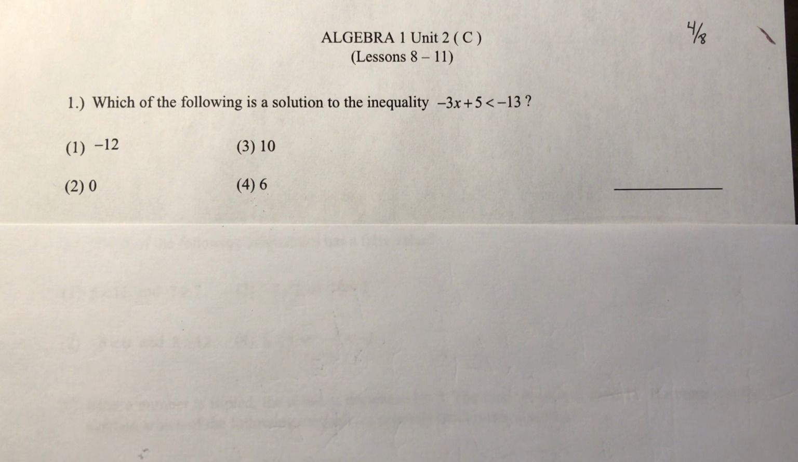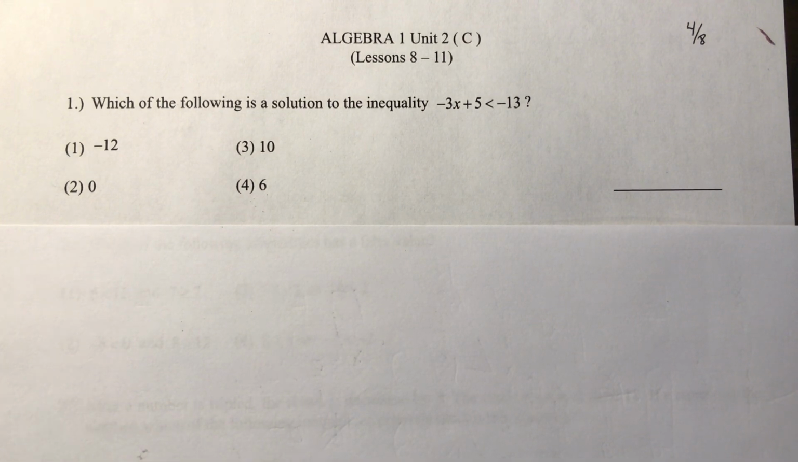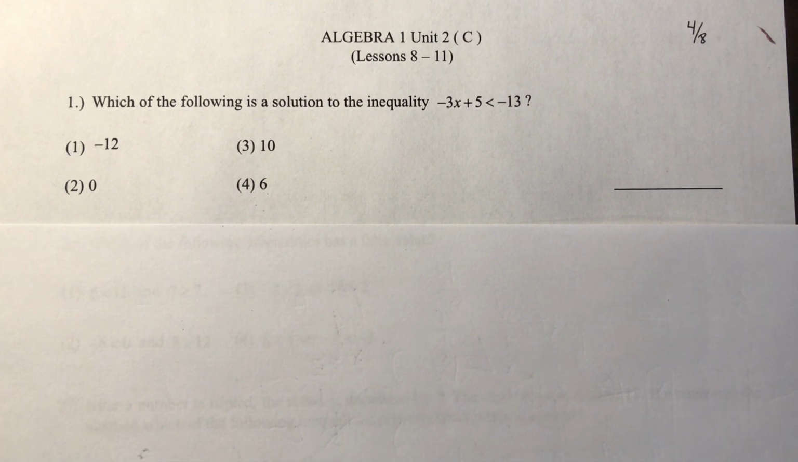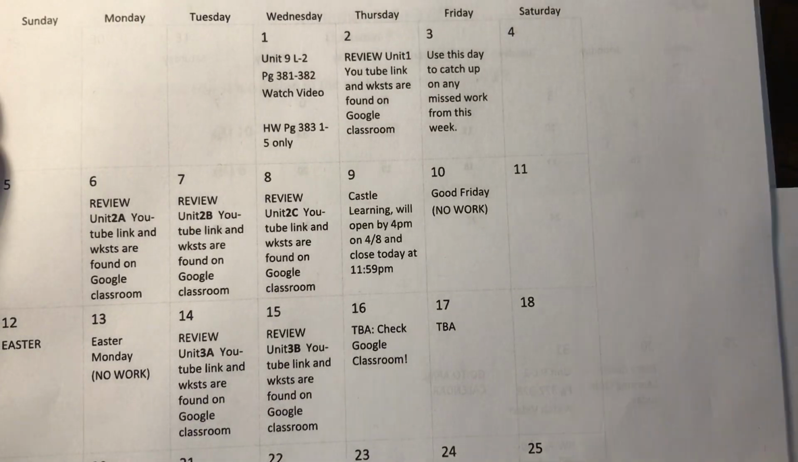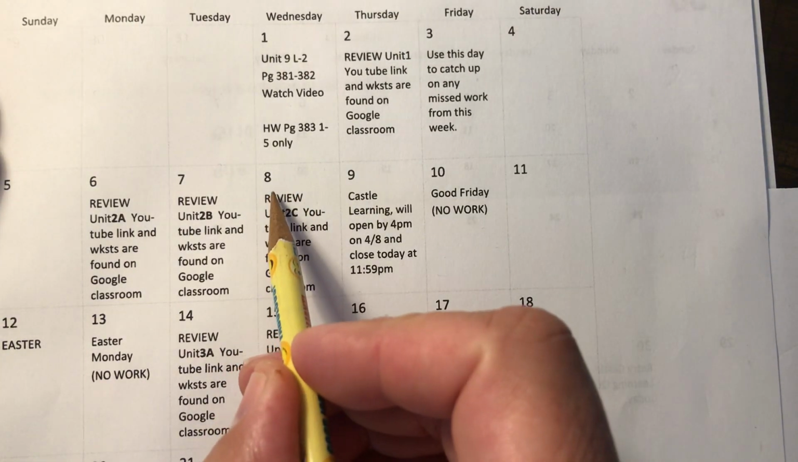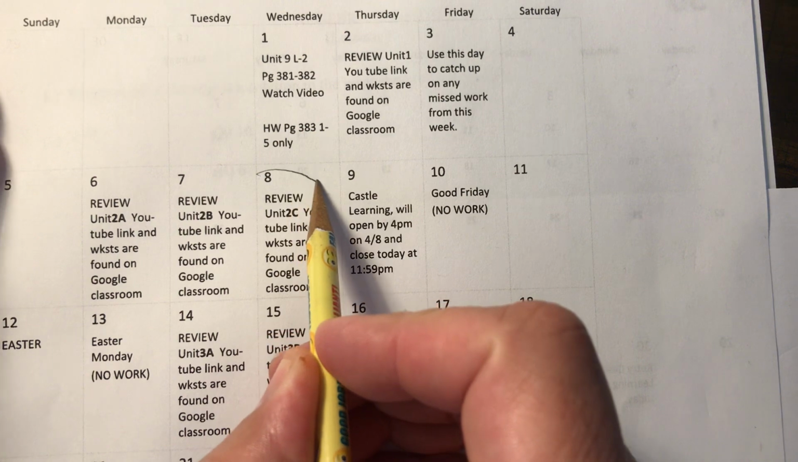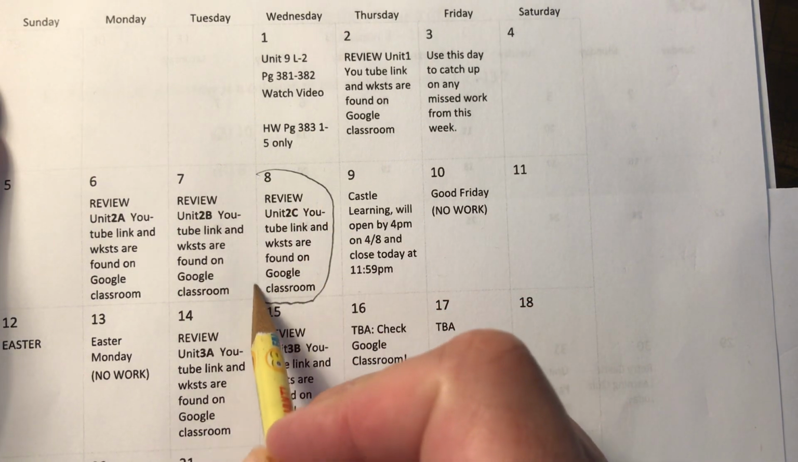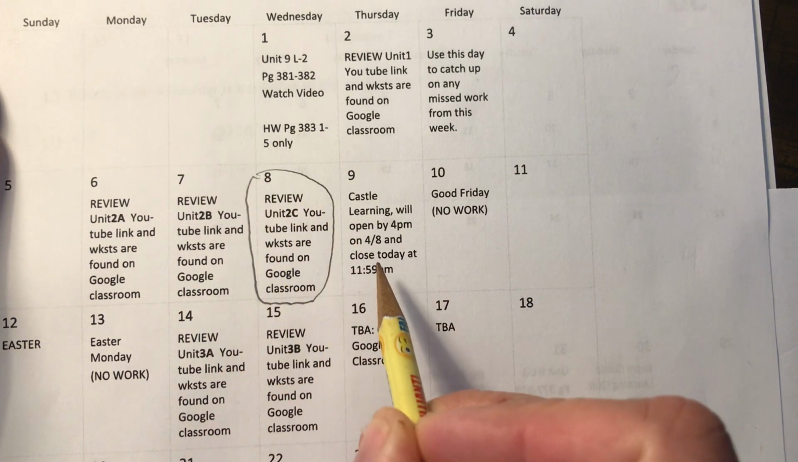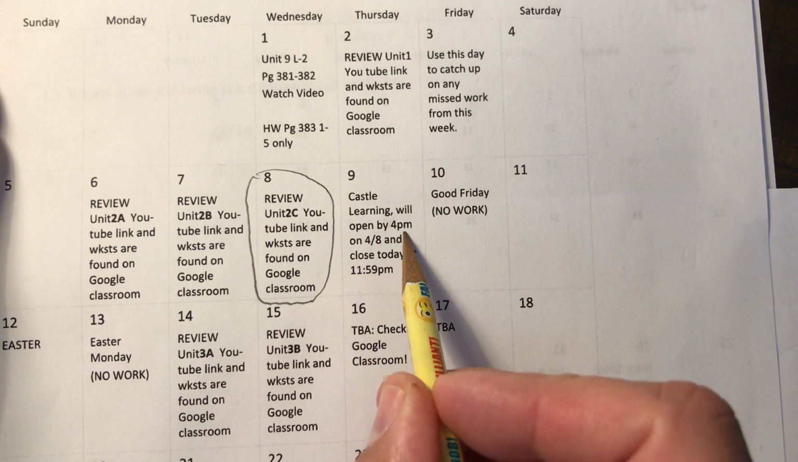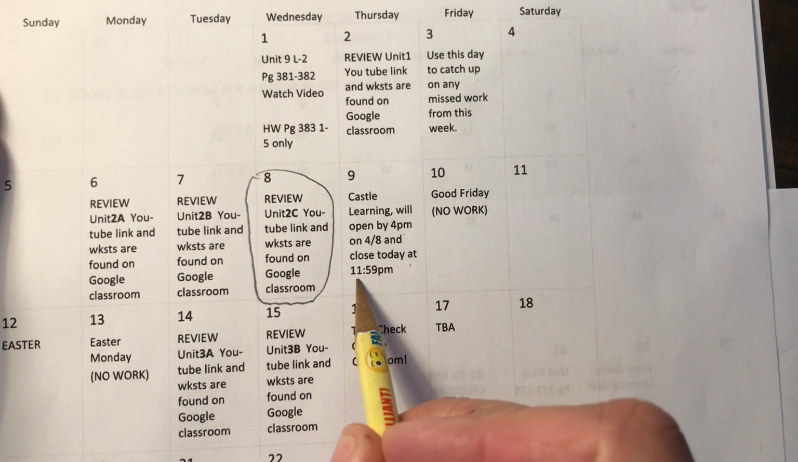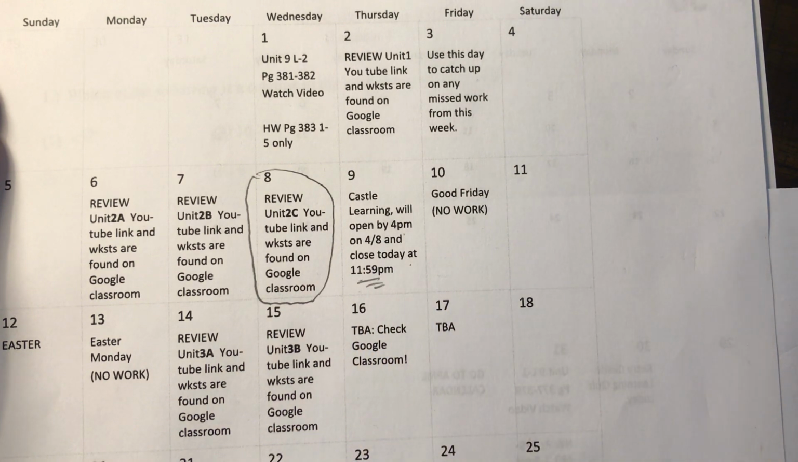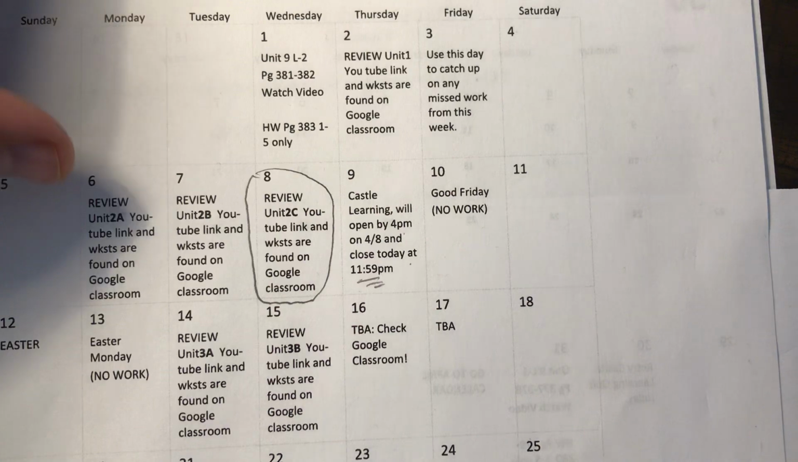I just want to make sure that everybody's on track. You should have already submitted yesterday's work. You should have taken a pic and uploaded it to Google Classroom. Today, we are right here. We are Wednesday the 8th, Unit 2C. Looks like tomorrow you have a Castle Learning and it'll open at 4 p.m. and it will close at 11:59. So you got to make sure you're watching your time, get everything submitted.